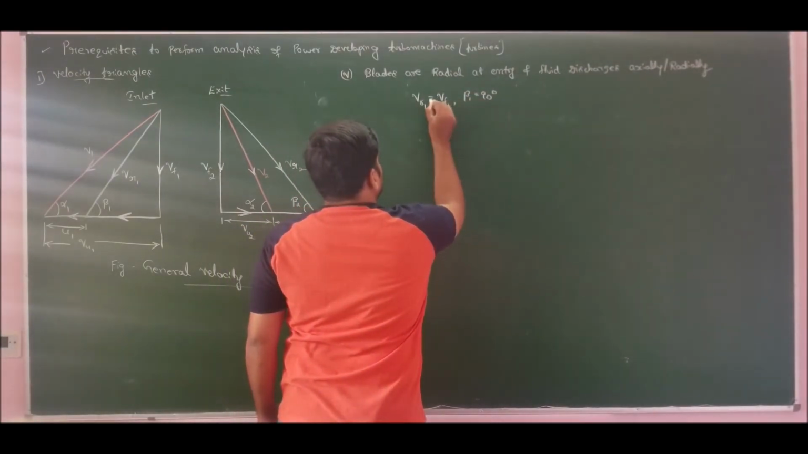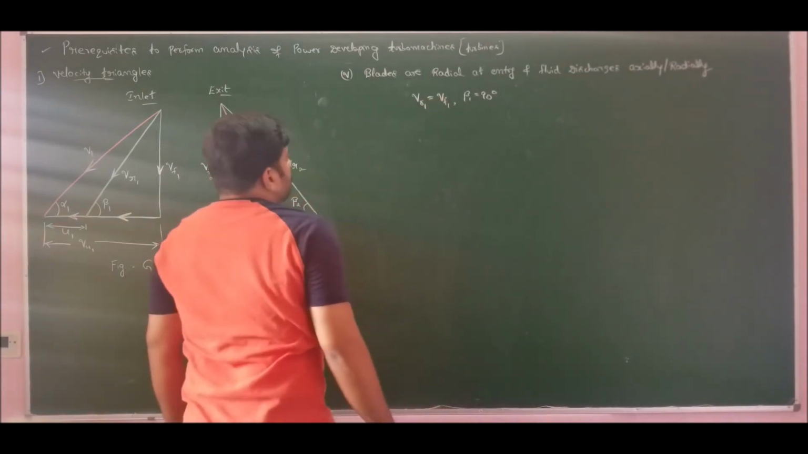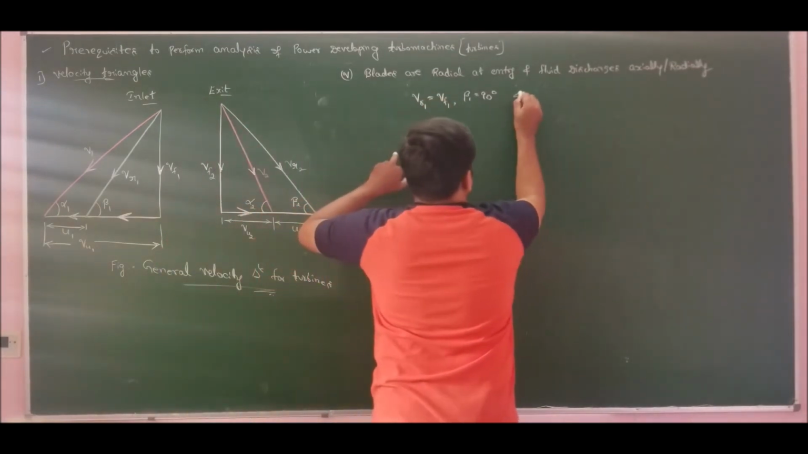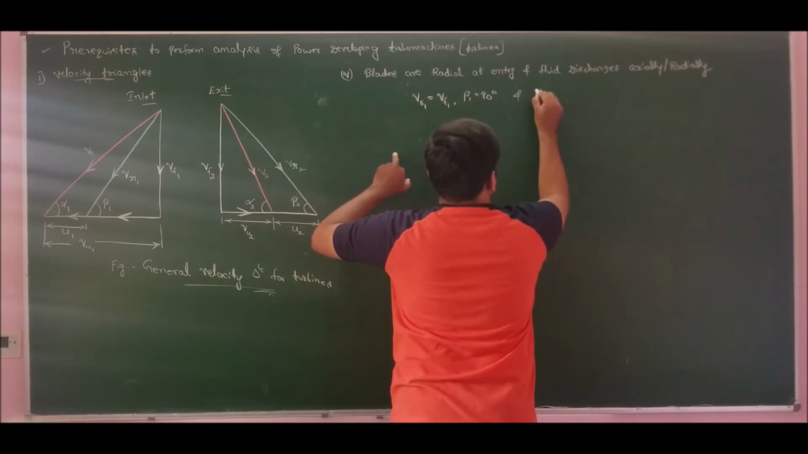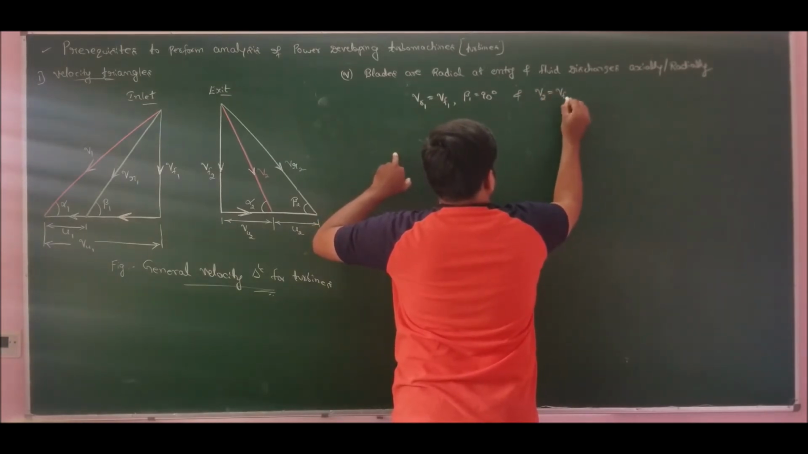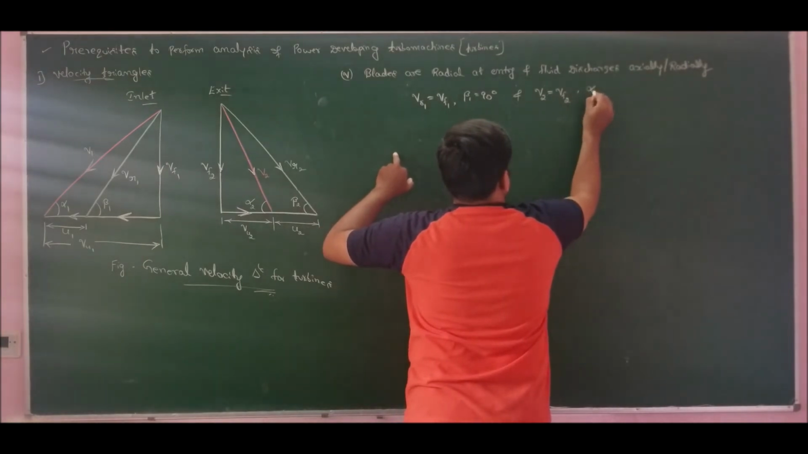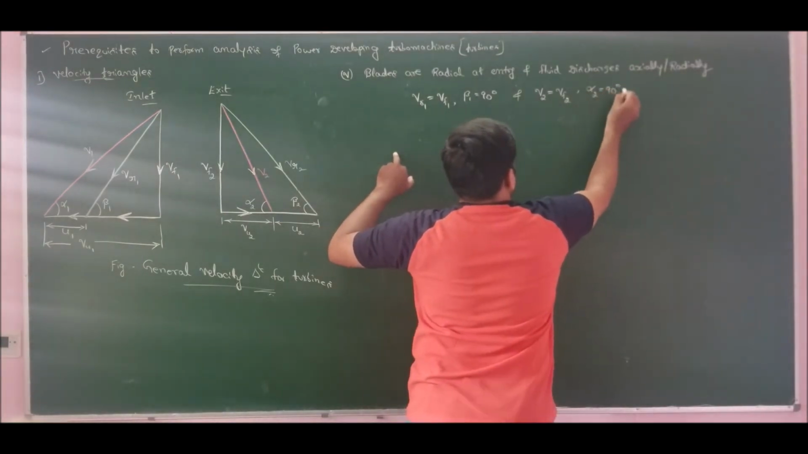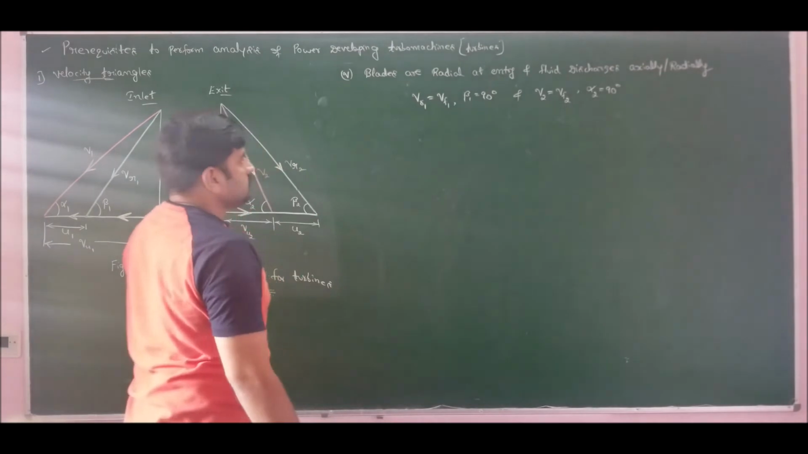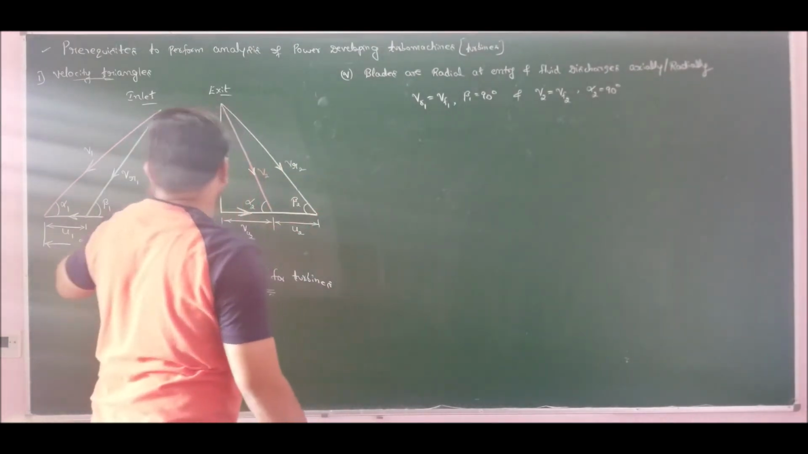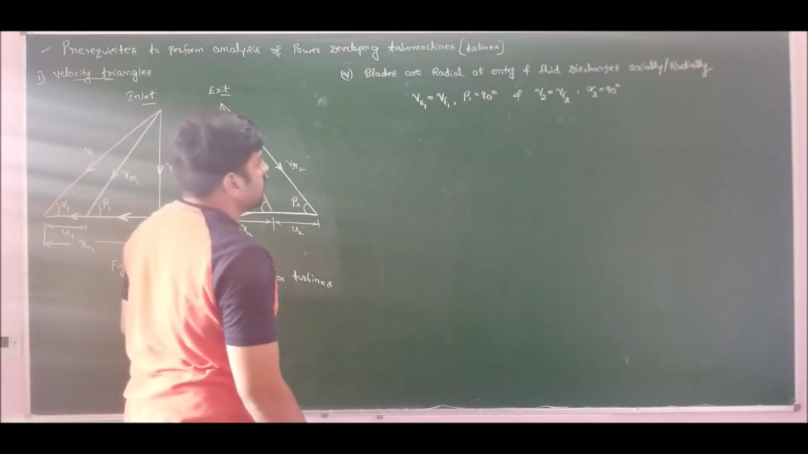which we have discussed in case 3. And in addition he says that fluid discharges axially or radially, that is V2 should be equal to the flow component, that is VF2, which in turn states that alpha 2 should become 90 degrees. So for this case you should alter both the inlet as well as the exit velocity triangle.